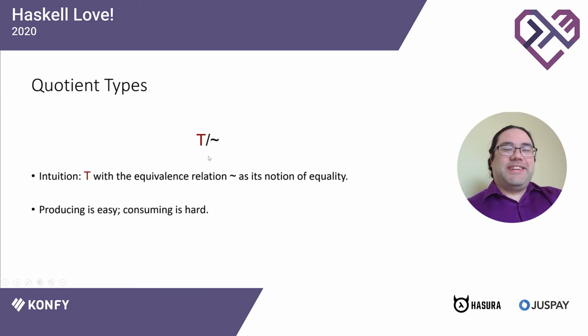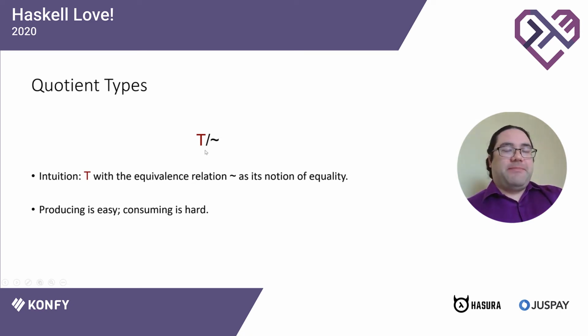So they're typically written as a type T divided by, or the slash, and then some kind of equivalence relation here represented by the tilde symbol. And so the intuition behind a quotient type is that you have T, but instead of considering two values of type T equal when they are the same value, we're going to say they're equal when they are related by this equivalence relation.